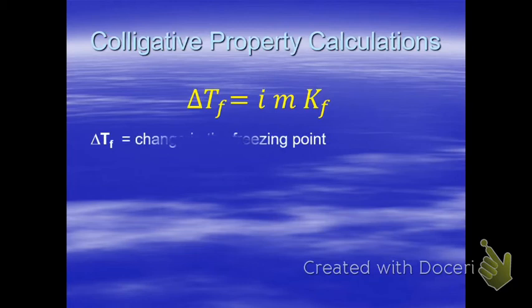So the delta T in this equation, delta just means change. How much is the freezing point going to change? F stands for freezing. Okay, is the freezing point going to drop by 2 degrees, or is it going to drop by 22 degrees? All right, I'll come back to that little i in just a second. Little m is molality. Remember, that's moles of solute divided by kilograms of solvent.